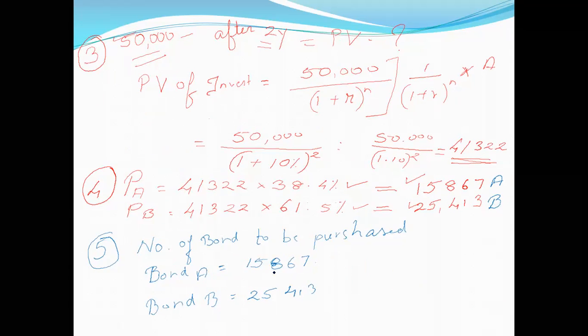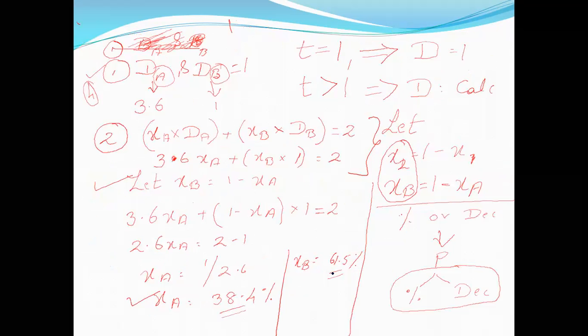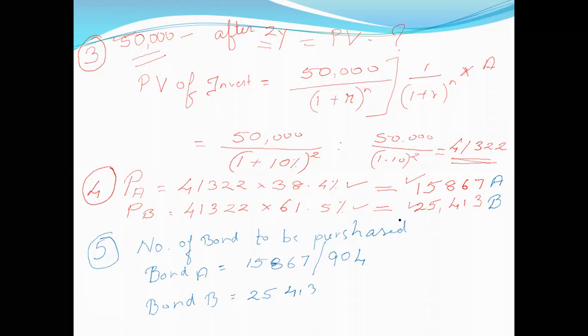So our total investment in bond A is 15,867 divided by the market price of bond A, that is 904. I hope it is 904. I'll just check it. Yeah, it is 904.9. Just make this 905, because 904.9 is almost 905. If you divide this, you will get how many bonds you should purchase. And here you have to divide it by 963. So that is the number of bonds that you will get.